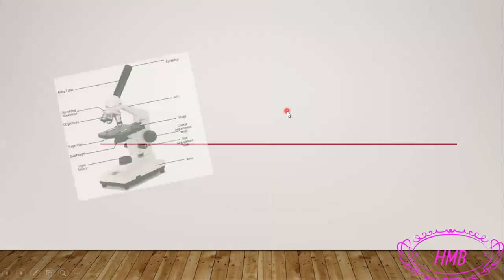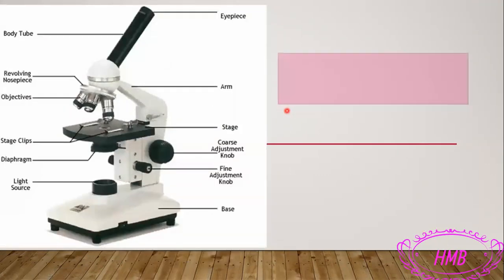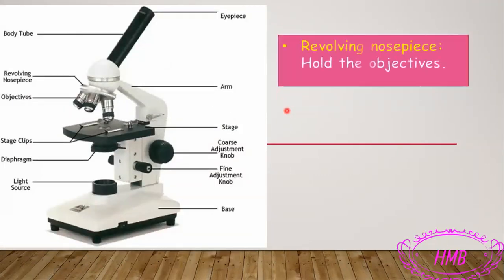Then finally, the last part of the microscope is the revolving nose piece. This one looks like a wheel. The revolving nose piece holds the objectives. All these objectives, I need a place to put them. So this part we call the revolving nose piece. So all of these are the parts of the microscope.